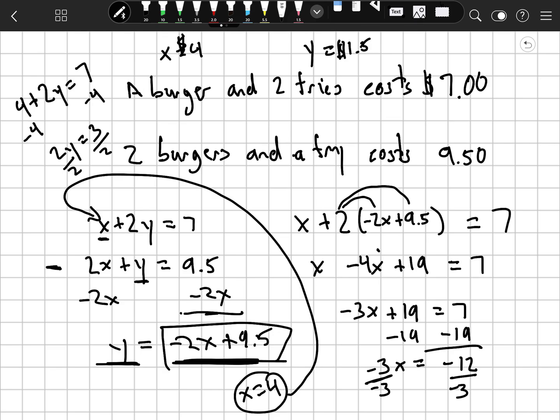Now this is kind of nice information, because once you've solved this, you can think of any combination you want of burgers and fries, just times the number of burgers by 4 and the number of fries by $1.50, and you're going to get your ticket price or your meal price. So that's another example of substitution.